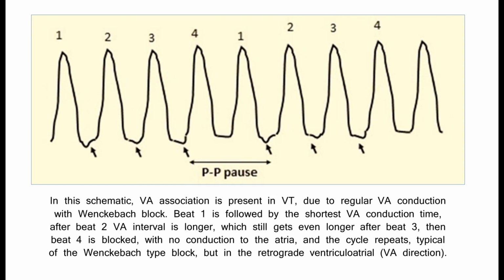In this schematic, VA association is present in VT, due to regular VA conduction with Wenckebach block. Beat 1 is followed by the shortest VA conduction time, after beat 2 the VA interval is longer, which gets even longer after beat 3, then beat 4 is blocked, with no conduction to the atria, and the cycle repeats, typical of the Wenckebach type block, but in the retrograde ventriculoatrial, VA direction.